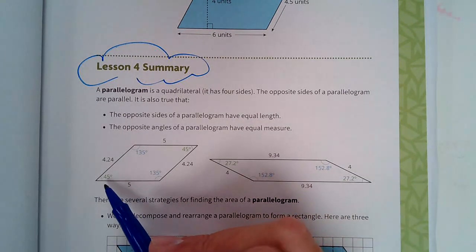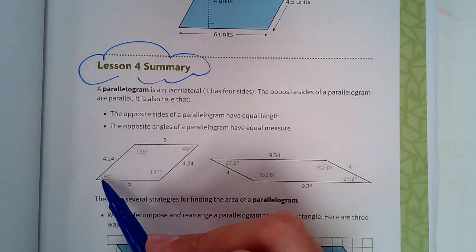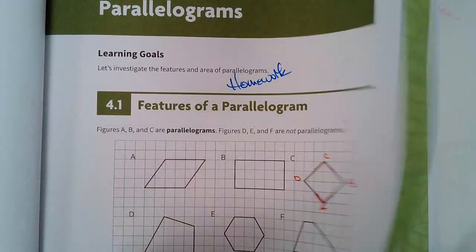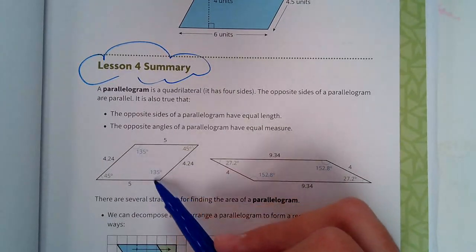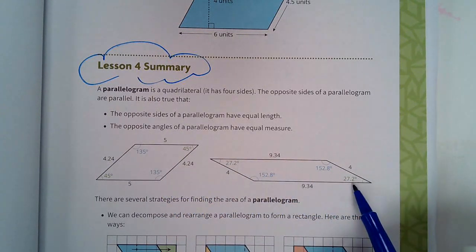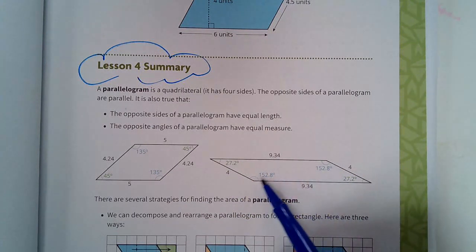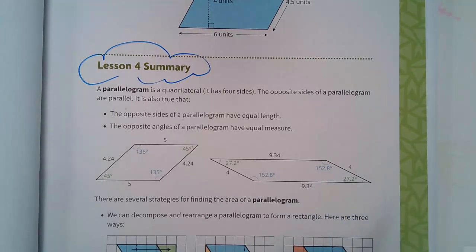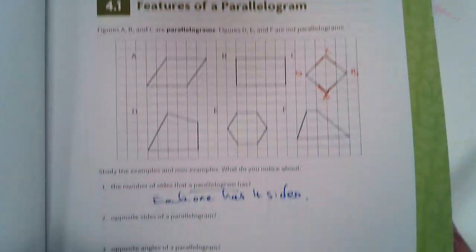So look at this opposite angle here, 45 and 45. Going back to this page here, opposite angles. And then look at these two opposite angles, 135, 135 degrees. Opposite angles, 27.2, 27.2. Opposite angles right here, 152.8, 152.8. So opposite angles, I think that should help you answer that question right there.